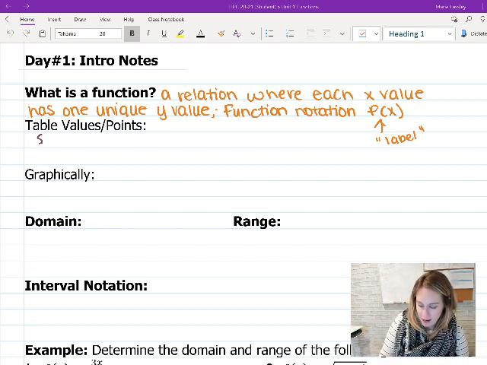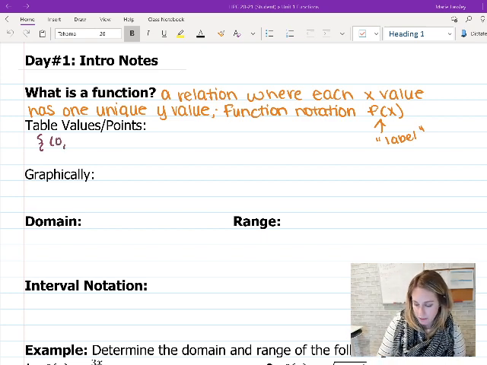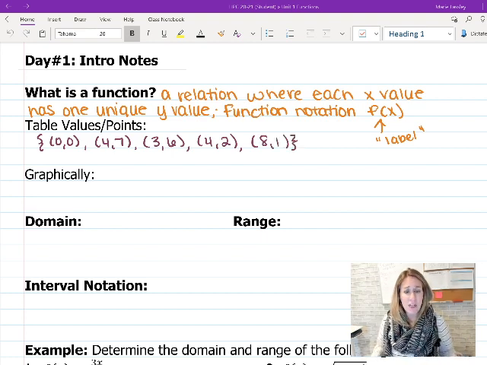All right, so let's just look at a set of numbers. So let's say we have (0, 0), (4, 7), (3, 6), (4, 2), (8, 1). Okay, so it's just a list of points. All right. You could also see it in a table, right?